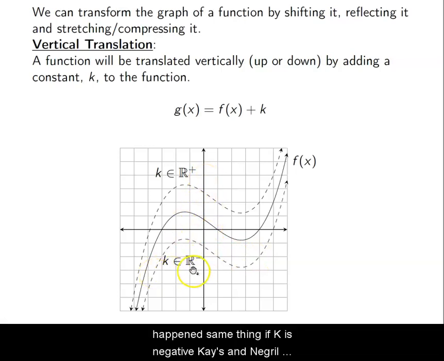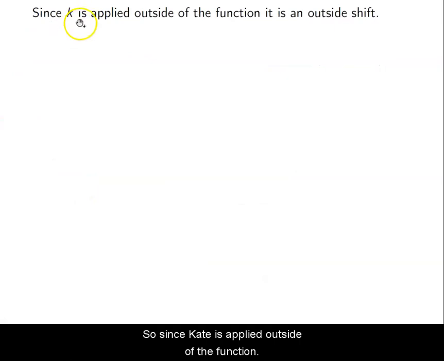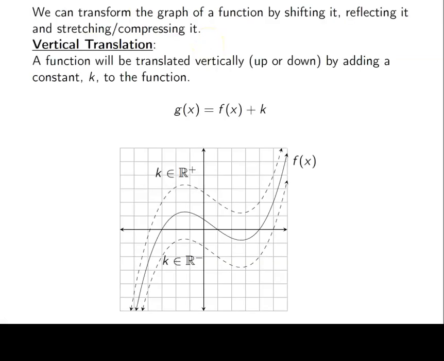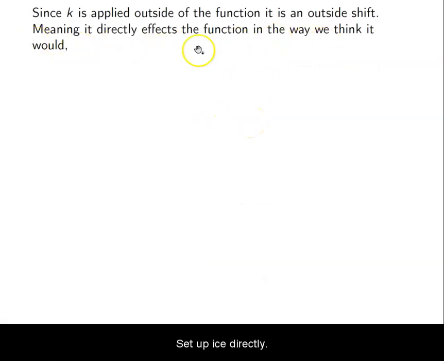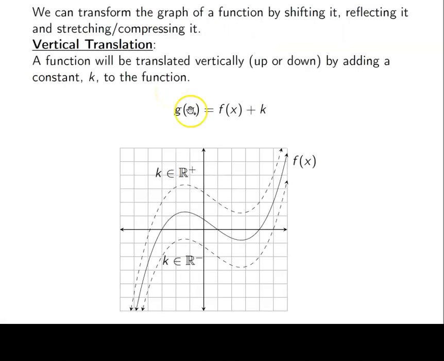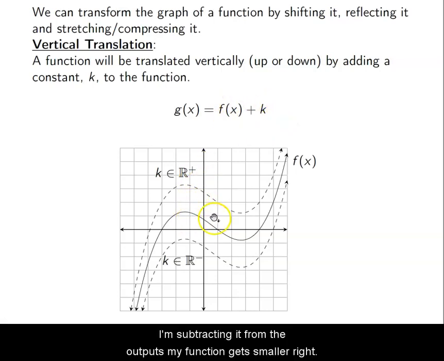Same thing if k is negative. K is a negative real value. Everything is shifted down by the same value of k, right? So here to here, it is a vertical translation down of 2 of whatever one of these squares is worth. So since k is applied outside of the function, it's called an outside shift, right? It applies directly to the outputs of our function, right? So it applies directly in the way that we think it would. If I add a value, a positive value, my function gets larger. If I subtract a value, I'm subtracting it from the outputs, my function gets smaller, right?